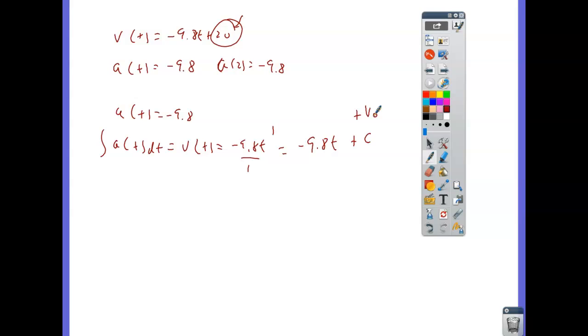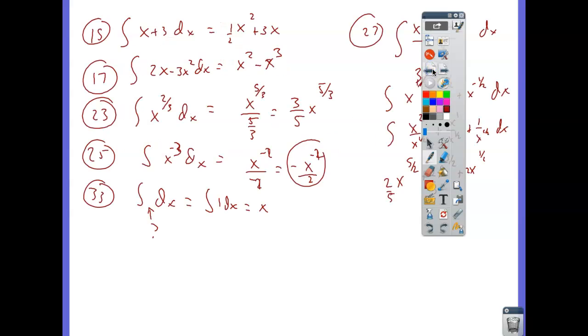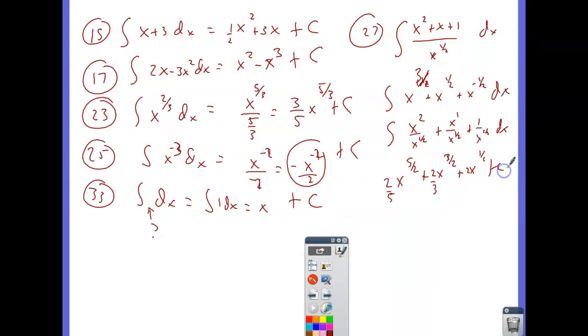Both of those work fine. Okay? Now, that means that every single problem we did on the previous page is wrong. What? Yeah, wrong. Plus C, plus C, plus C, plus C, plus C, plus C. Now they're right.